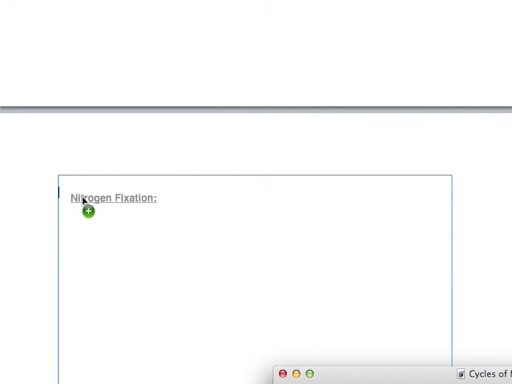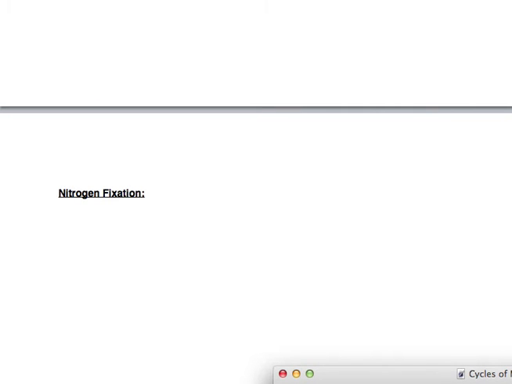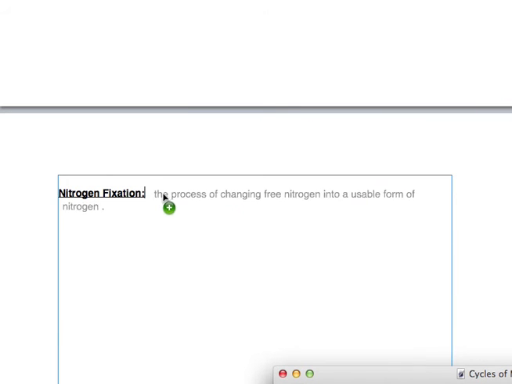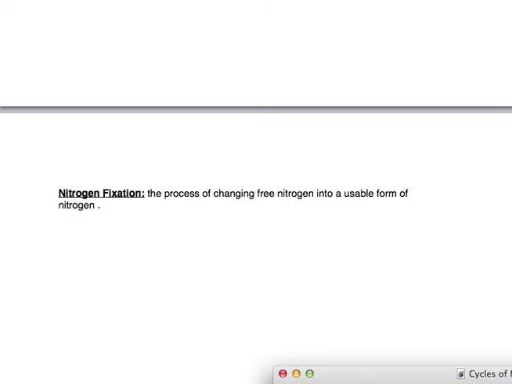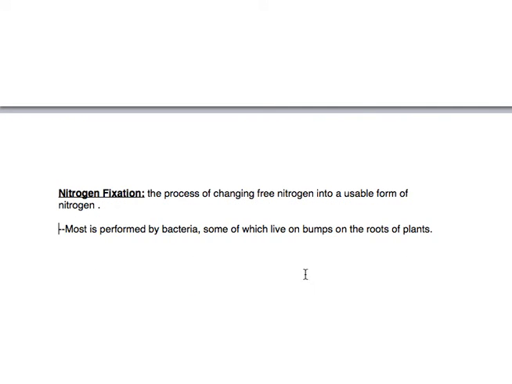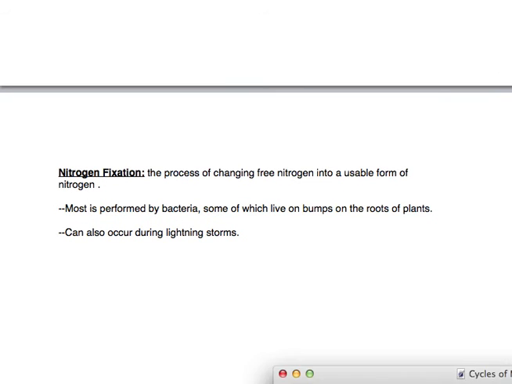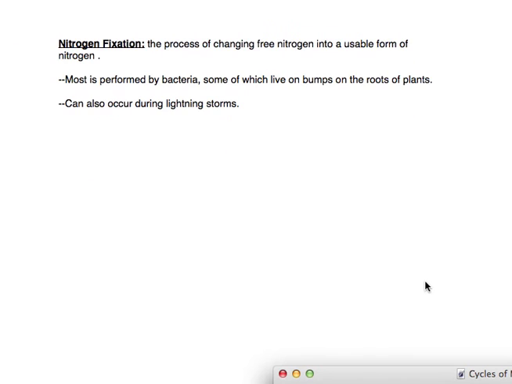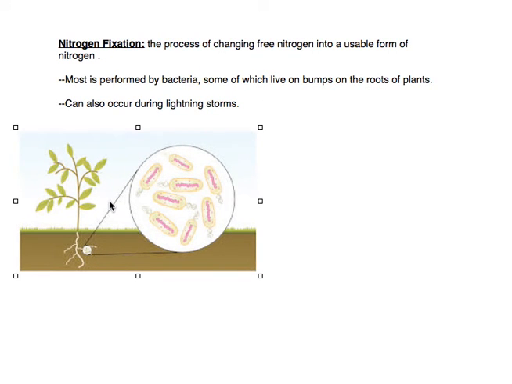So something needs to happen called nitrogen fixation. Nitrogen fixation is the process of changing free nitrogen into a usable form of nitrogen. And the way it happens is really cool, and that happens mostly through bacteria. These bacteria, a lot of which live on the bumps of the roots of plants, make it so that nitrogen can be used by forming these nitrogen compounds. The other time nitrogen gets fixed is during lightning storms. Lightning actually produces enough energy in the air around nitrogen that compounds are formed that can also be used. So if you ever notice after a lightning storm that your grass looks greener or better, it's because of nitrogen fixation. So here are the bacteria that can do nitrogen fixation as well as lightning.